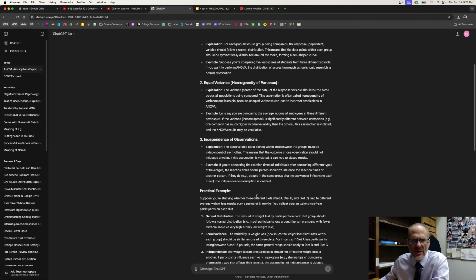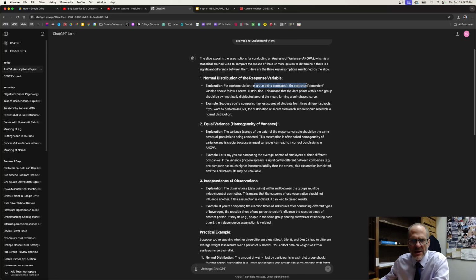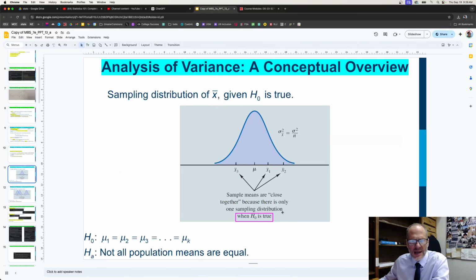So I like that. If we come back up here, for each population or group being compared, the response dependent variable, the test score, should follow a normal distribution. And this is what that looks like here. All of the different schools have a population mean, and we're going to approximate the population mean with the sample mean, and those are within the same bell curve. They're going to have the same population mean. These are the sample points from the different schools, but we could say with a certain amount of confidence that they're all part of the same population mean, or you could also say that these sample means are all equal within a certain amount of confidence.